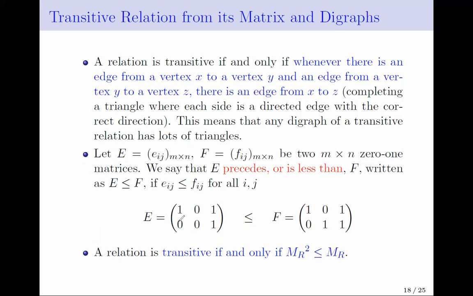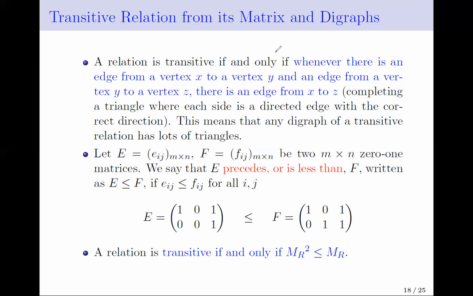Consider this example. E equals 1, 0, 1, 0, 1, 0, 0, 1. F is 1, 0, 1, 0, 1, 1. Here 1 is less than or equal to 1, no problem. 0 is less than or equal to 0. 1 is less than or equal to 1. The first two rows are equal, therefore no problem.